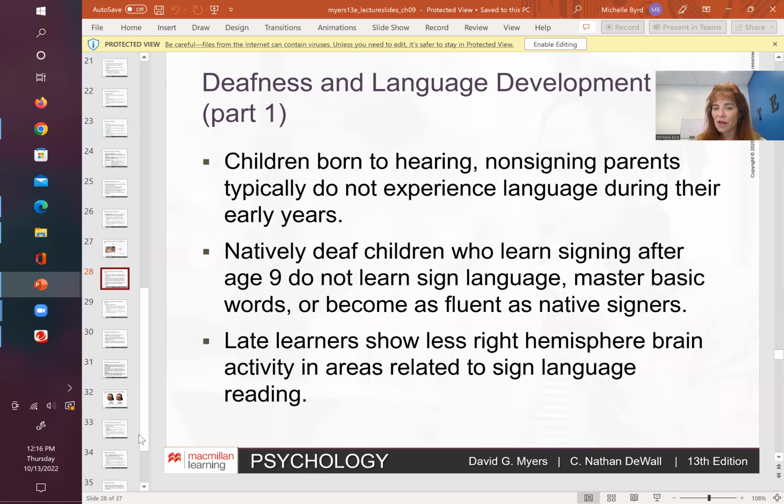Deafness and language development. Children born to deaf parents... Children born to hearing, non-deaf parents typically do not experience language during their early years. Native deaf children who learn signing after age 9 do not master basic words or become as fluent as native signers. Late learners show less right hemisphere brain activity in areas related to sign language.